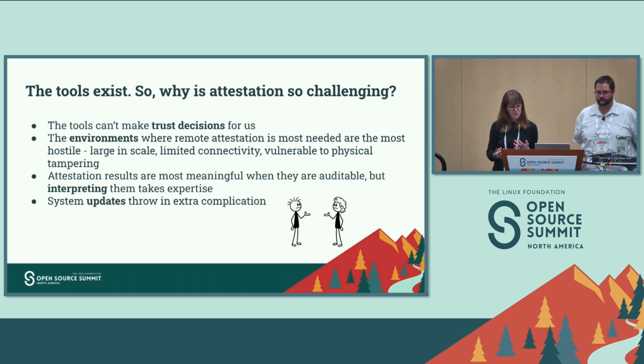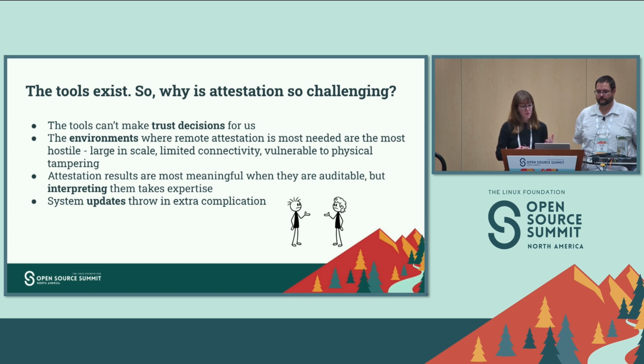This is a broader challenge that shows up in many places in security beyond attestation. But we have to be able to tell the tools what to expect our system state to be, and we have to be able to codify that somehow in a way that's meaningful, reproducible, and accurate.